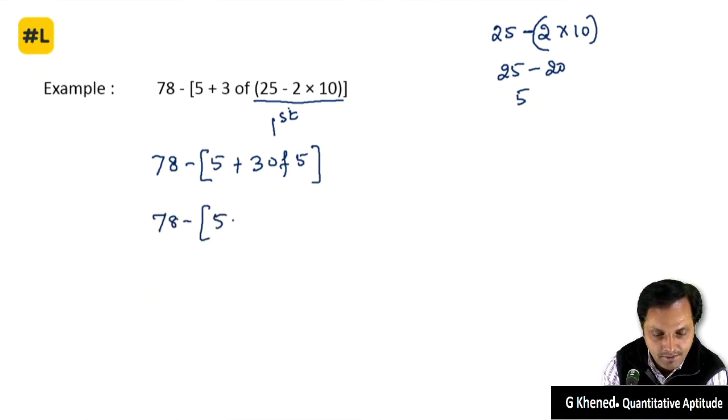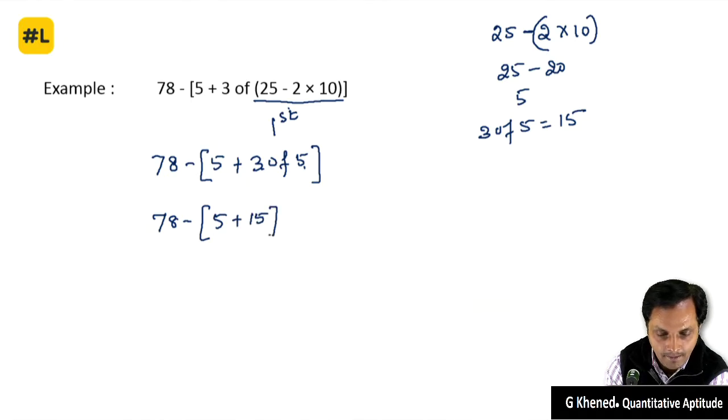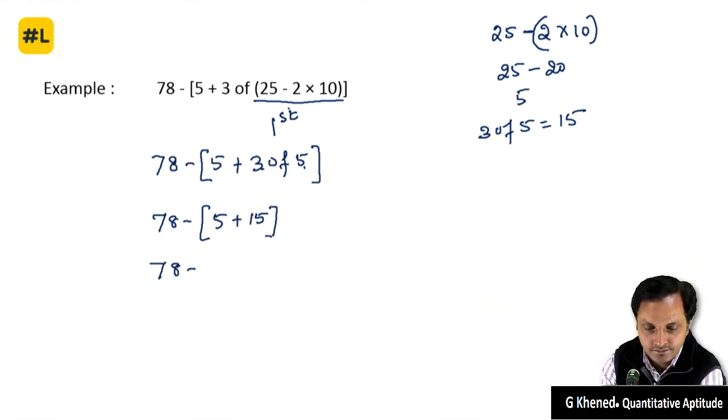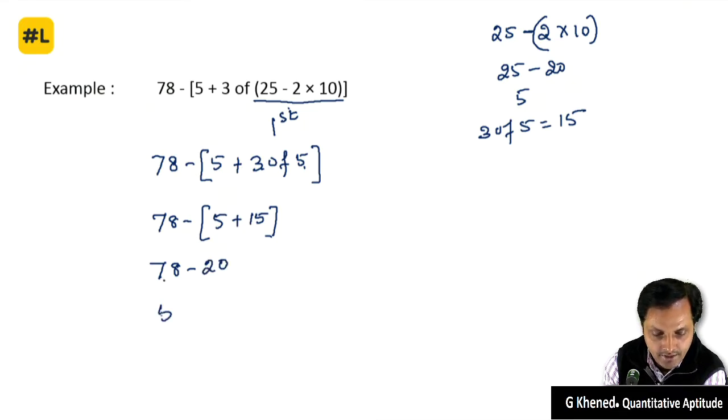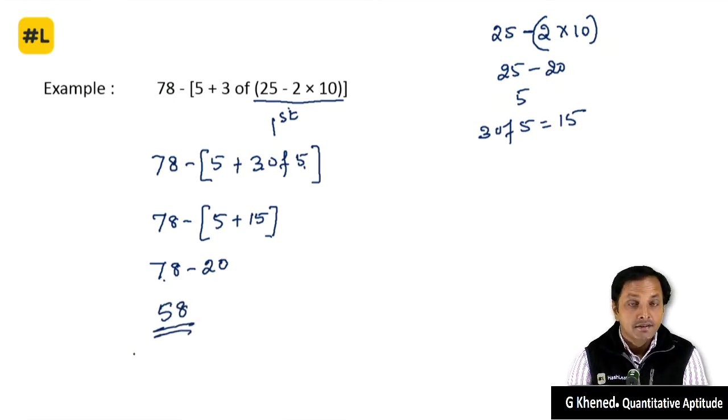78 minus 5 plus 3 into 5 is how much? 3 of 5 is 3 into 5 is 15. 78 minus 15 plus 5, 20. 78 minus 20 is 58. Is there any confusion in the steps? Hope not. So always solve the bracket first, then concentrate on the division part, then comes your multiplication part, followed by addition and subtraction.